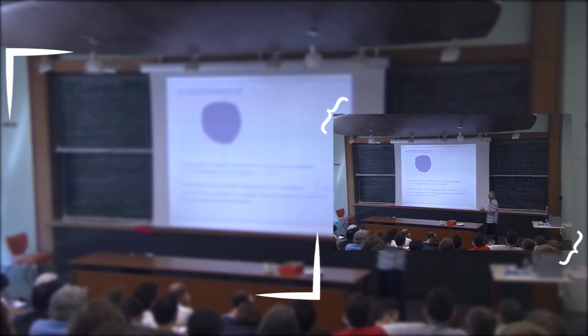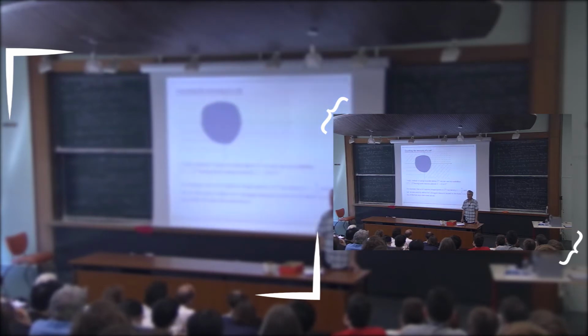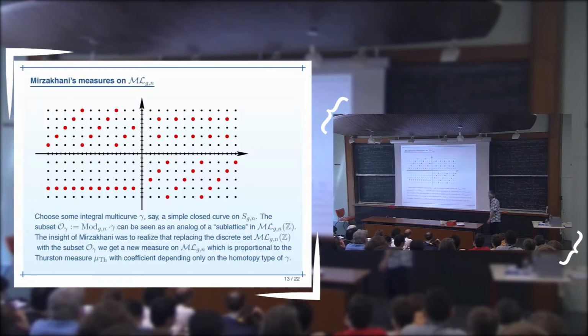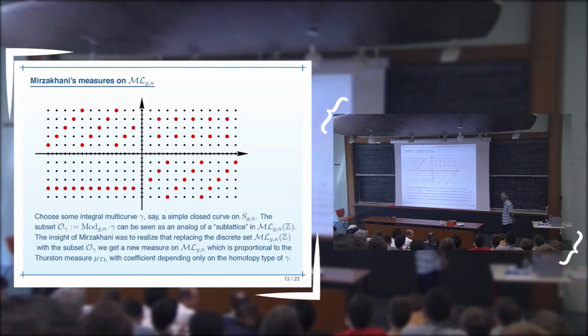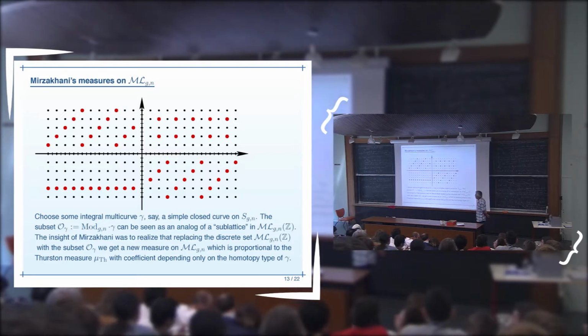And the philosophical reason why one should expect that the subset of coprime points has a nice density is that it's SL2Z invariant, right? So there is a hidden ergodic theorem here. Now I'm coming back to the Mirzakhani measure on ML.